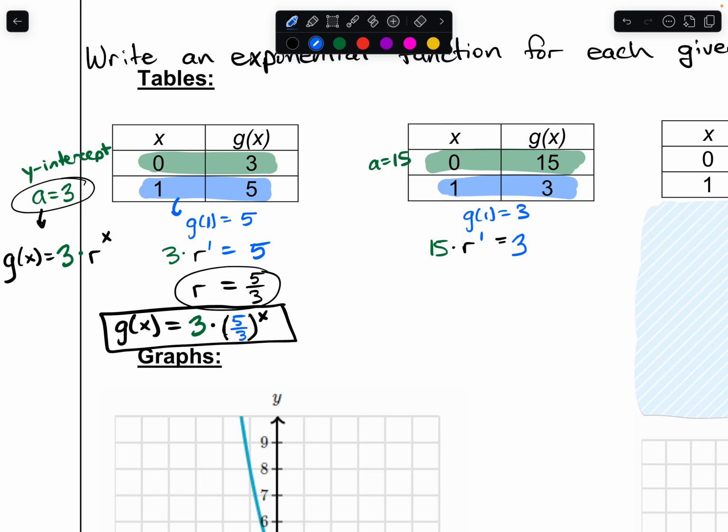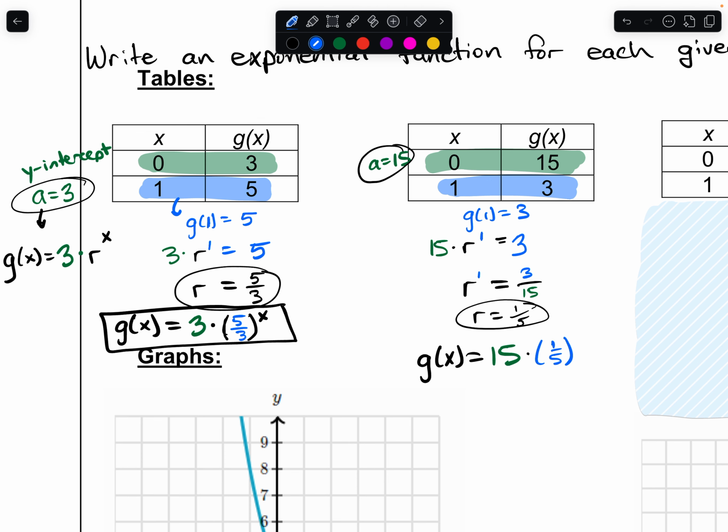Again, all we got to do is divide both sides by 15. And we'll get r to the first power equals 3 divided by 15. R to the first power is just r, and 3/15 reduces, that's 1/5. So we have our r value, we have our a value, so we can write our function. A times r to the power of x.